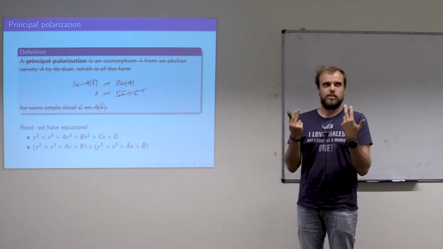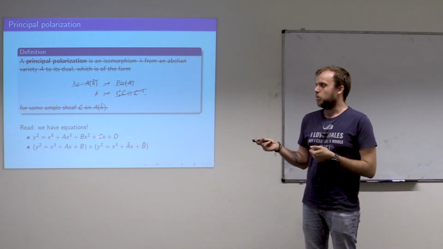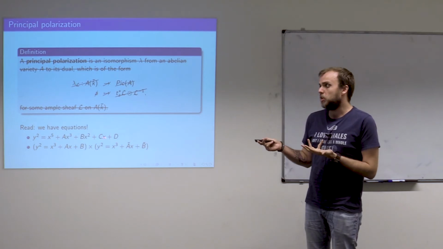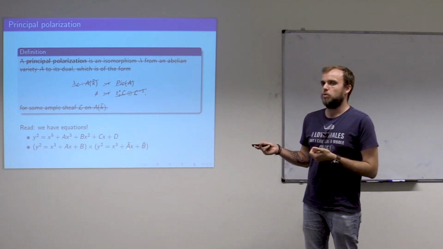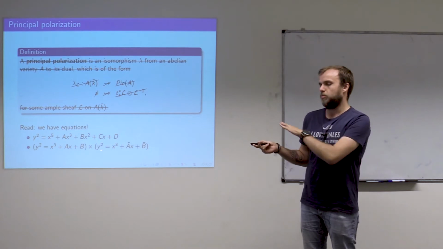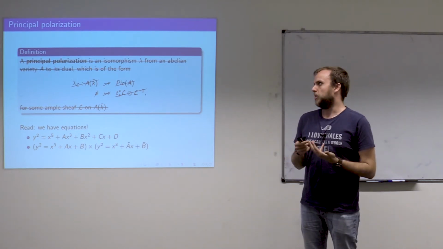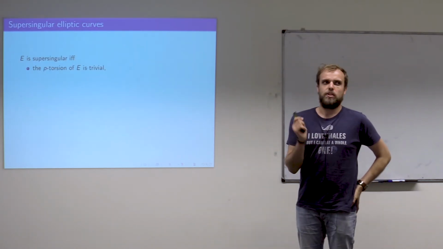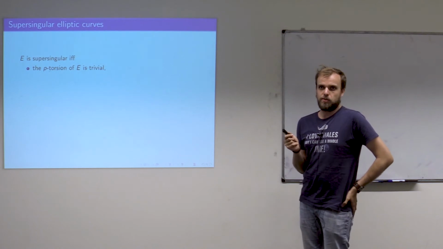So the image you can have in mind now, the objects we work with are either an equation of this form or a product of 2 elliptic curves, which can also be seen as this form. This is very informal, but you can keep this in mind. All right, we're working with supersingular elliptic curves.